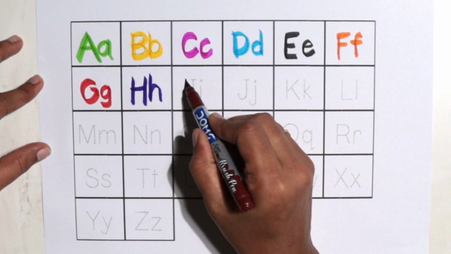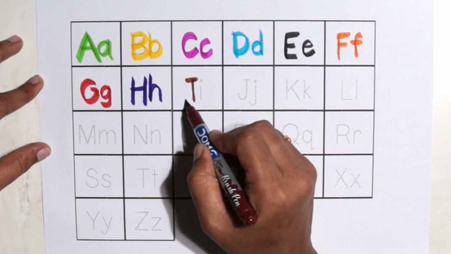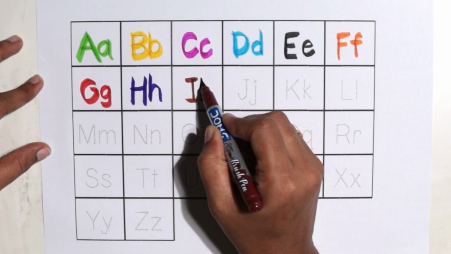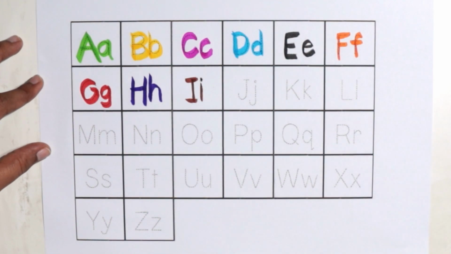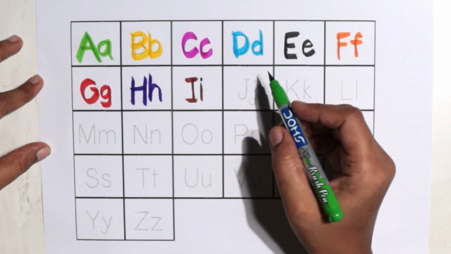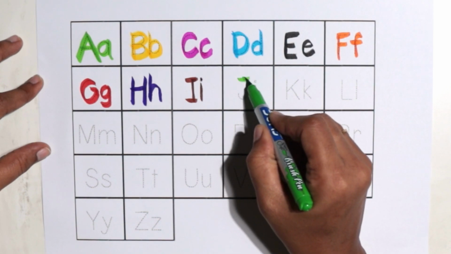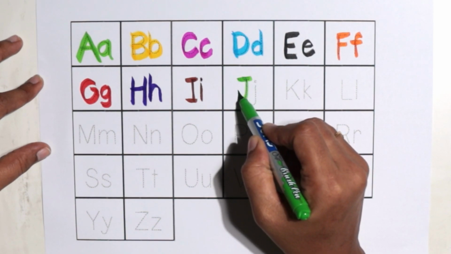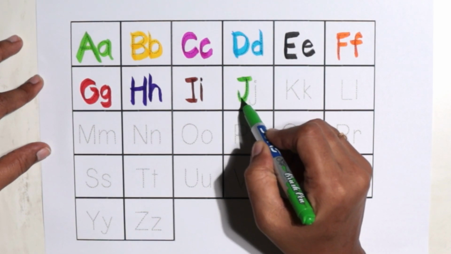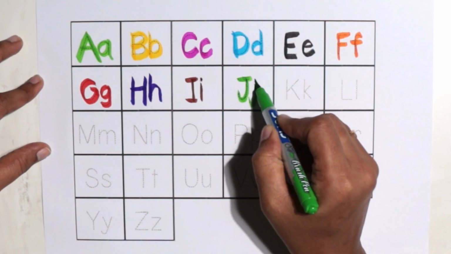Brown color, I. I for igloo. Green color, J. J for jug.